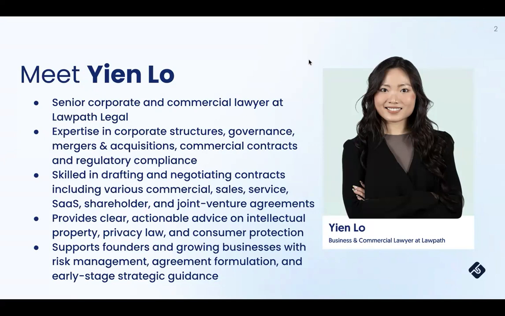She has skills in drafting and negotiating contracts, specifically with regards to commercial matters, shareholder and JV matters. She provides clear and actionable advice on all kinds of business and commercial law, with a specific focus on privacy, intellectual property, and consumer protections, which is the focus of the webinar today. It's great for small to medium businesses, even sole traders who are here today looking at starting or maintaining and growing their e-commerce store. She helps with risk management, having the right agreements in place, and early stage strategic advice, which we do offer through our accelerator program.